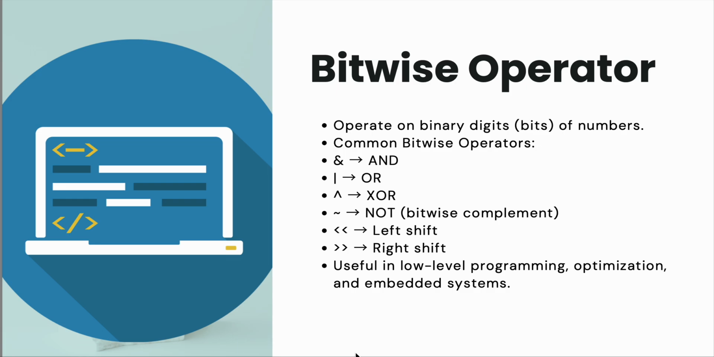Next is the bitwise operator. These are all operations on binary digits of a number. There is a number, maybe 1, 2, 3, 4, something like that, and we convert that number into binary digits, and we can perform different kinds of bitwise operations. We have AND, OR, NOT, XOR, left shift, and right shift. These are all used for low-level programming, optimization, and embedded systems.